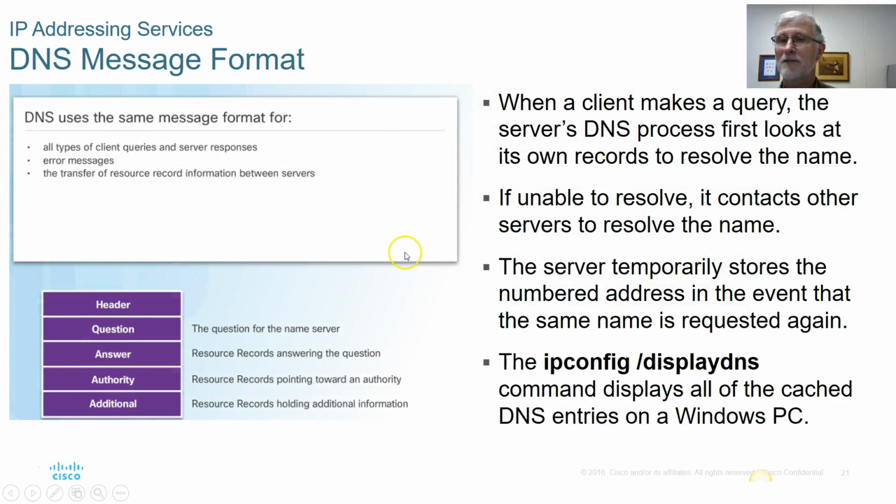Now the format of this message: I've got a header, question, answer, authority. So basically, I'm going to try to figure out what name I'm going to associate with a particular IP address. When a client makes a request, the DNS process first looks at its own records and asks, can I resolve the name? If it can't, it knows other servers at a higher level, so it says, I'm going to forward it on and see if they can resolve that address.